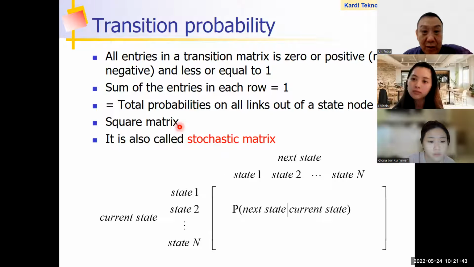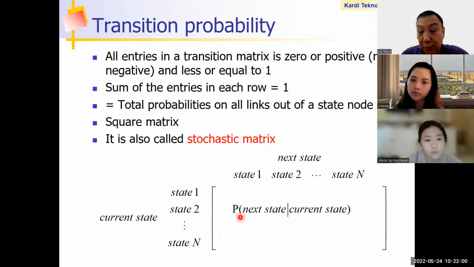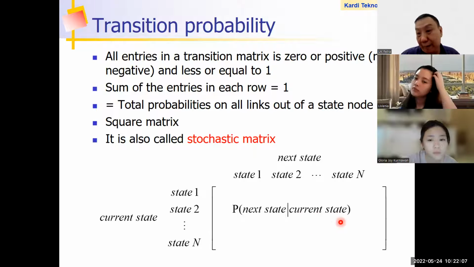Okay? So now the total probability of all links out of one state is 1. Yeah? So of course this is a square matrix depending on the states of your Markov chain. Say you have n states, and then what is the meaning of this? This is the probability to go to the next state given that now you are in the current state.